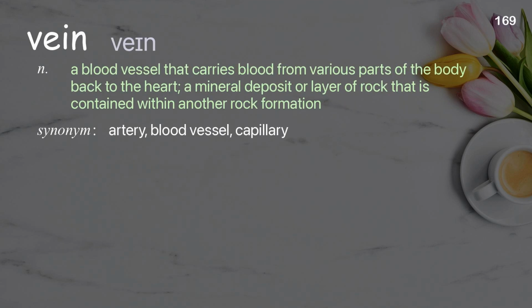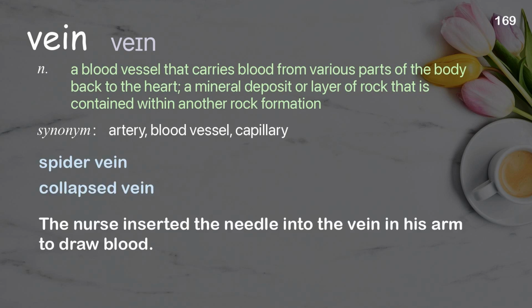Vein. A blood vessel that carries blood from various parts of the body back to the heart; a mineral deposit or layer of rock that is contained within another rock formation. Examples: Spider vein. Collapsed vein. The nurse inserted the needle into the vein in his arm to draw blood.